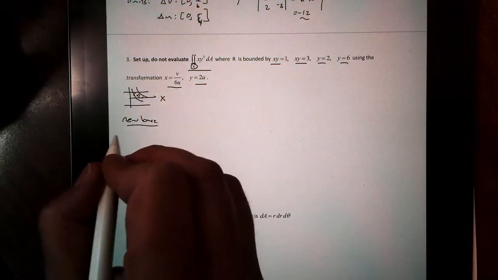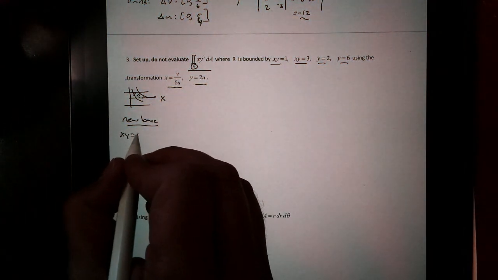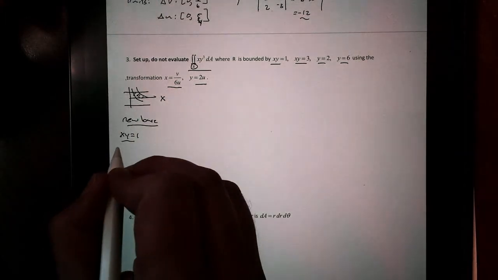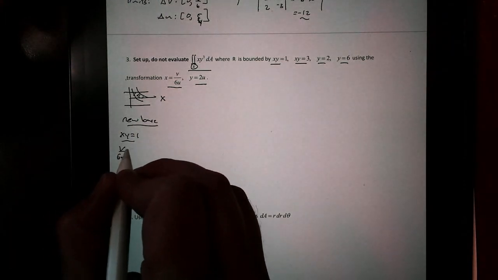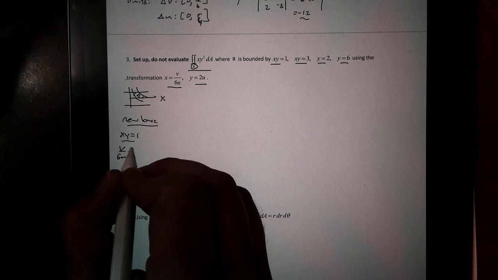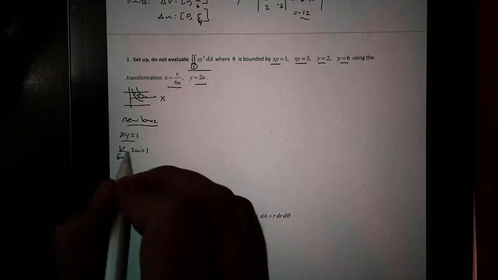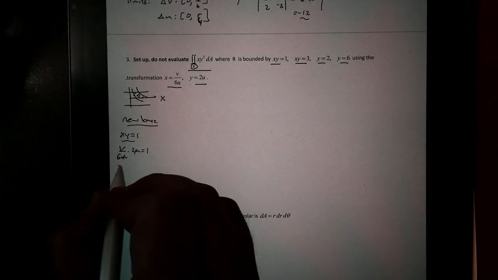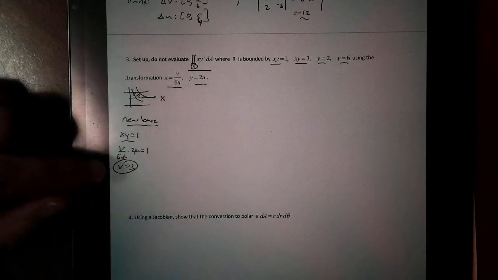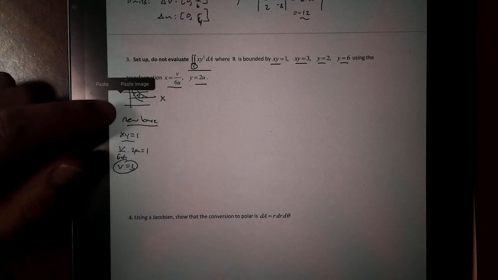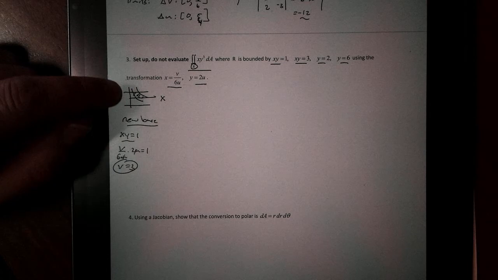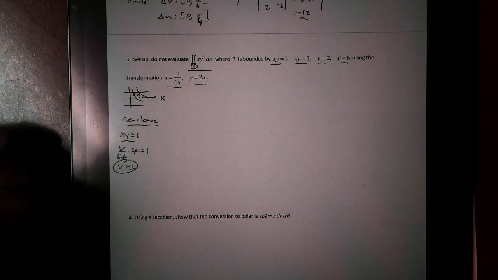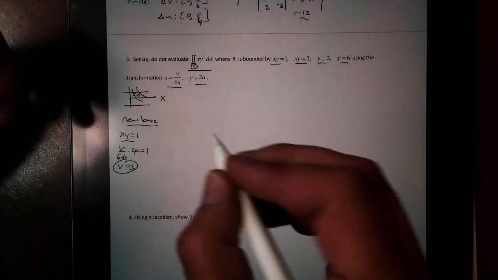The first one they tell me is xy equals 1. When I substitute in, I get v over 6u times y, which is 2u, equal to 1. The u's cancel, and we're left with v equals 3. Oh, that's nice already. This went from a hyperbola to a horizontal line. Remember, my new v is like my y.